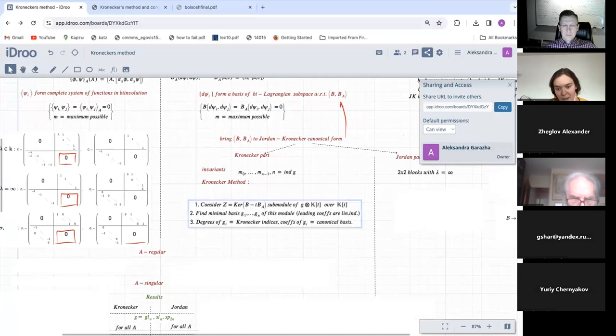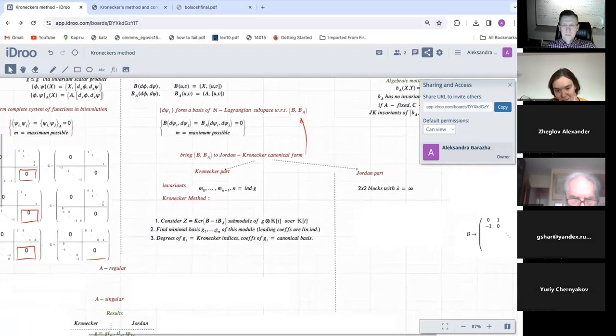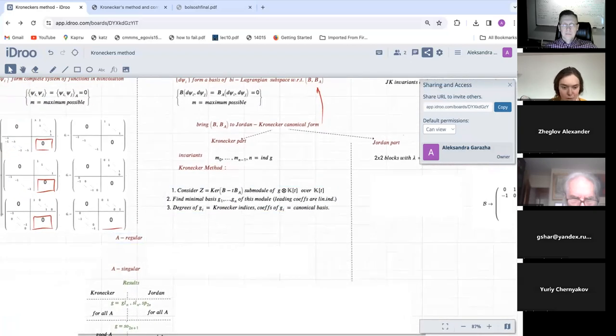Now we will go to regular elements. If element A is regular, then we know that there is nothing in the Jordan part, and we need to find just the Kronecker part. How can we do it?